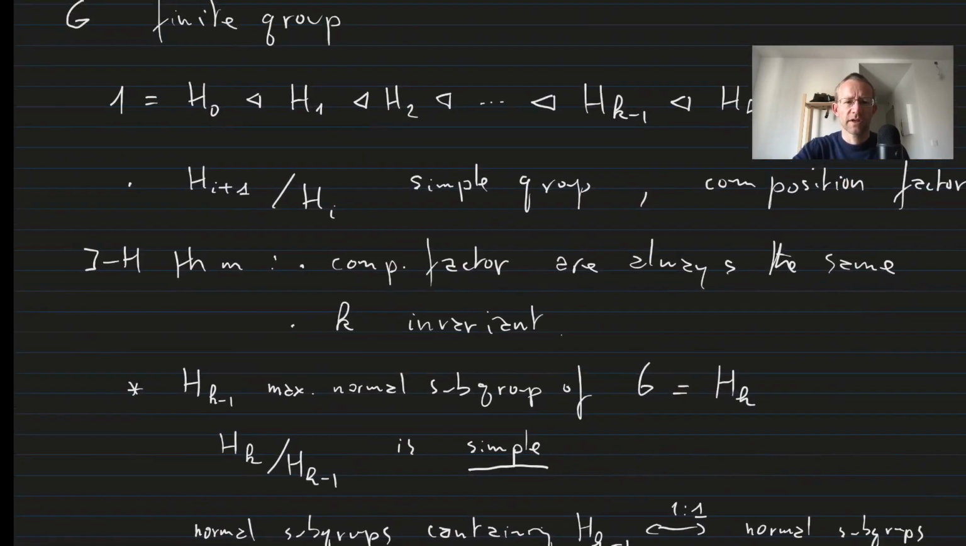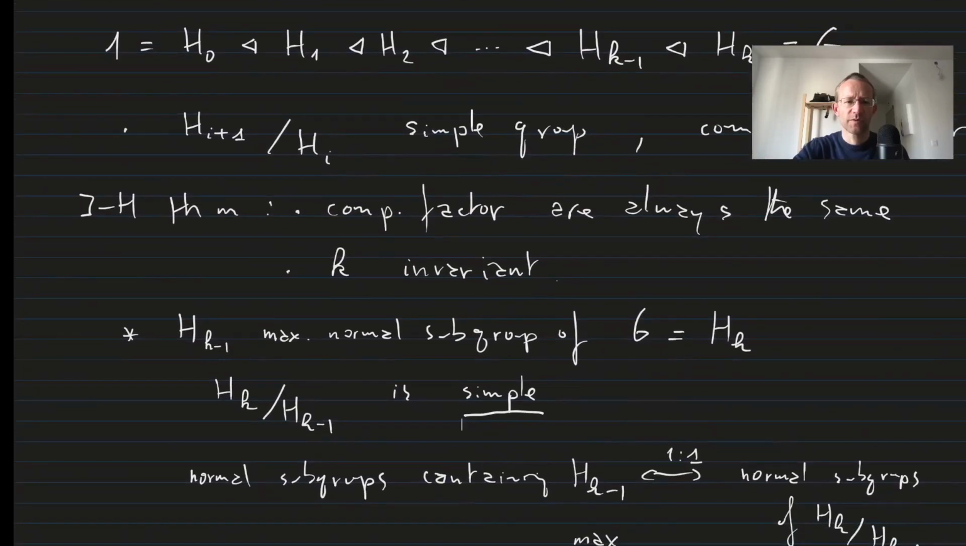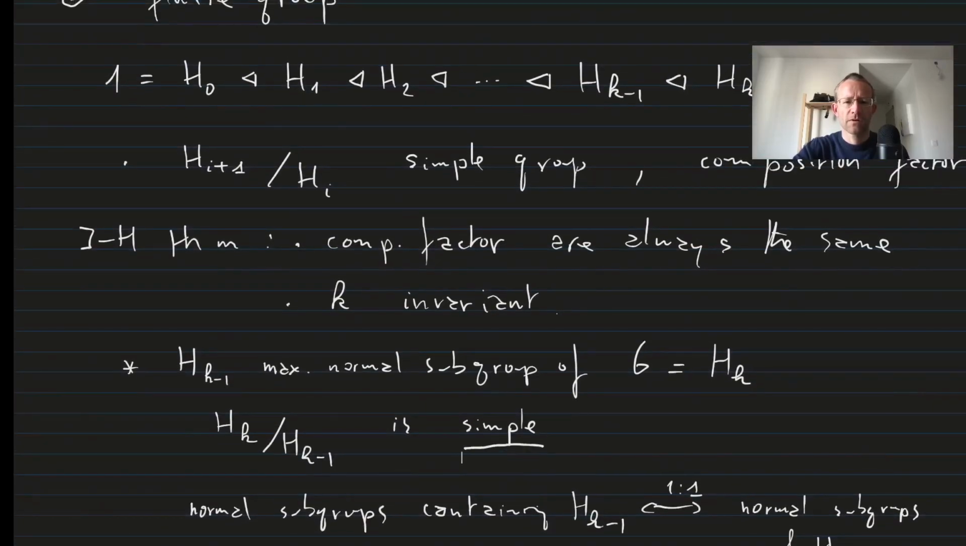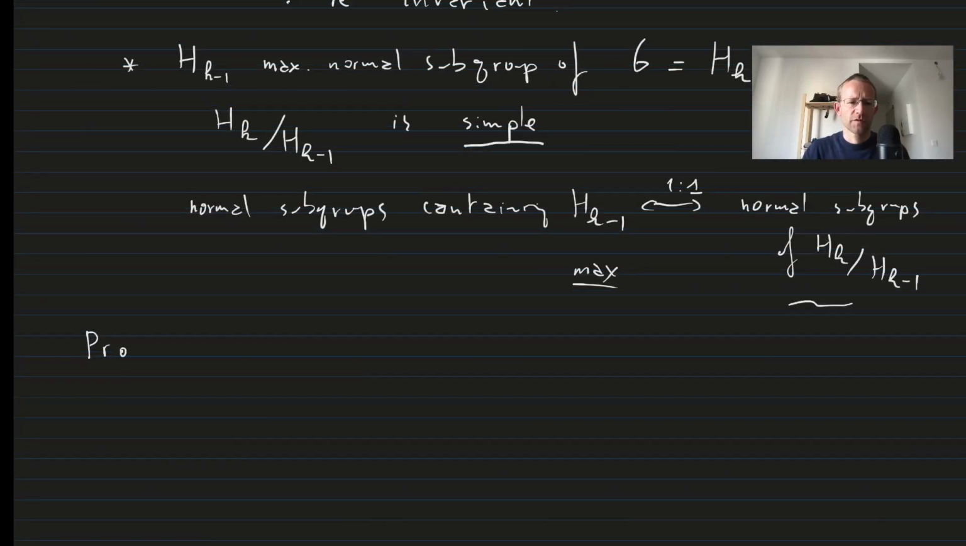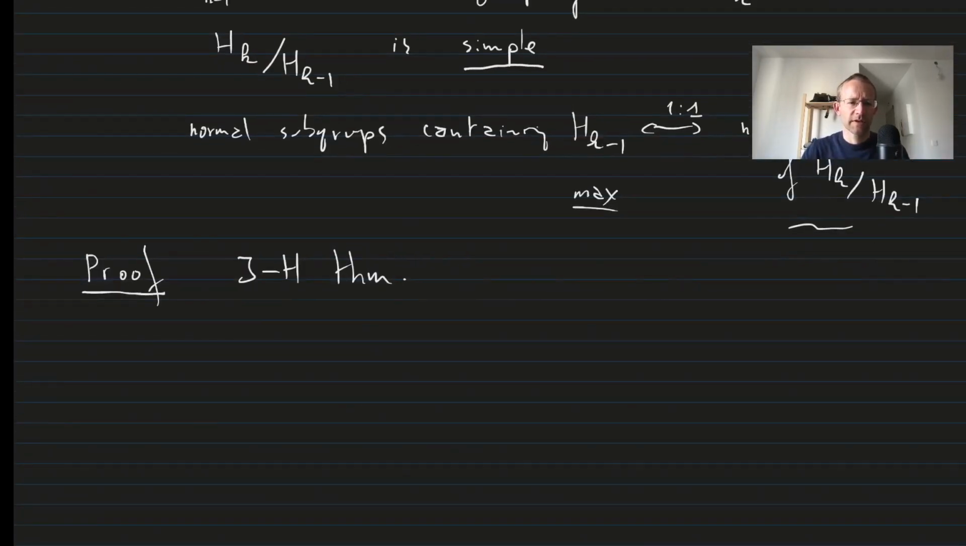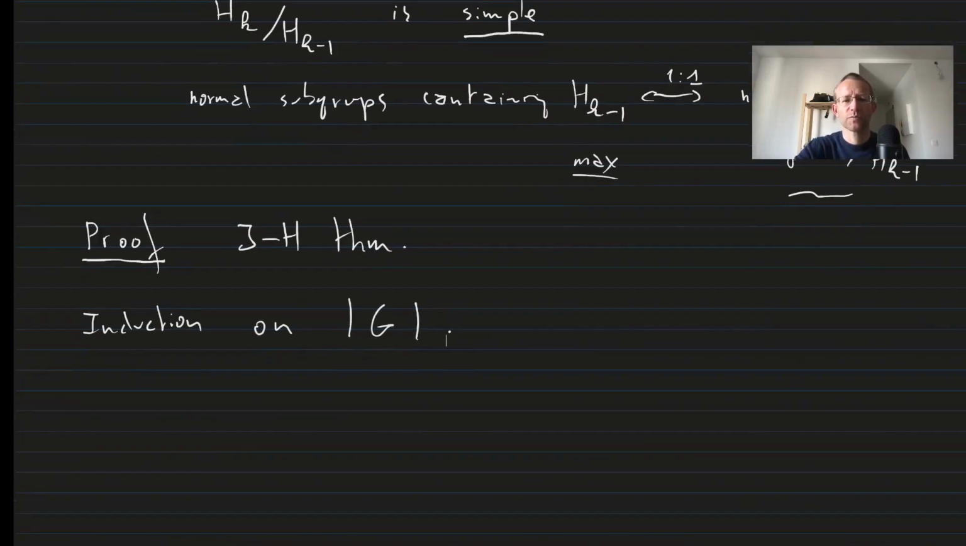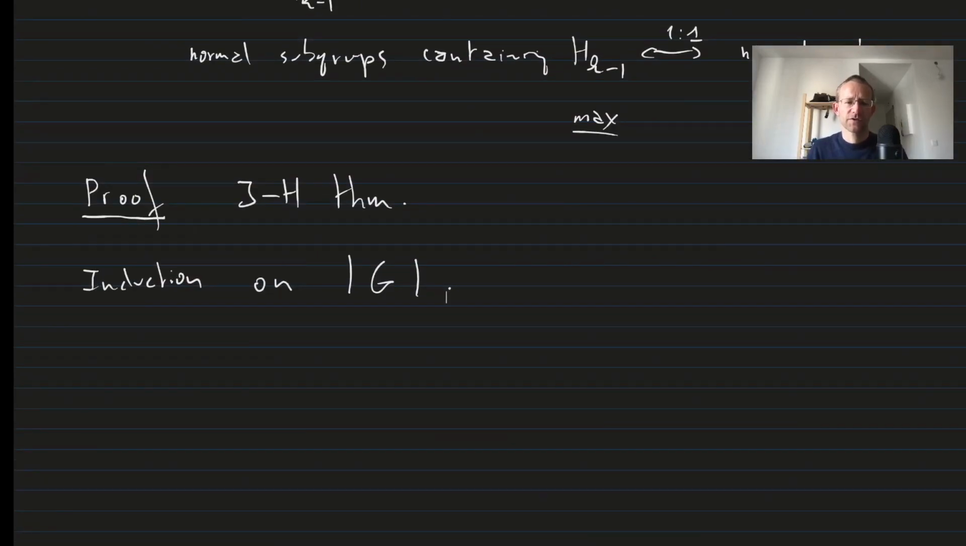So each time H_i is a maximal proper subgroup of H_{i+1}. All right, so now we still have to prove that the composition factors are the same and that k is an invariant. So we perform the proof of the Jordan-Hölder theorem, and the proof is by induction on the cardinal number of the group G. So we suppose it's valid for smaller groups than G. Obviously, it's valid for the trivial group.